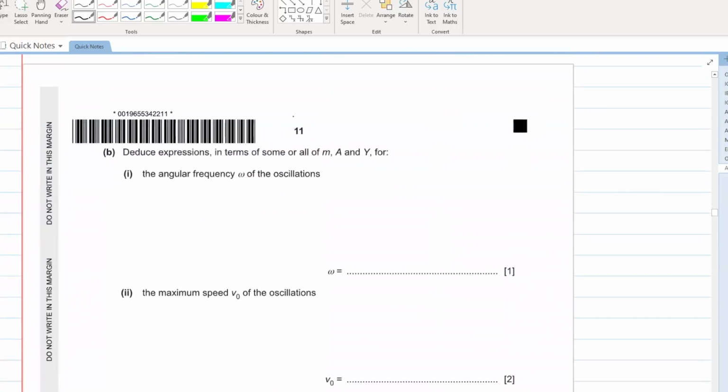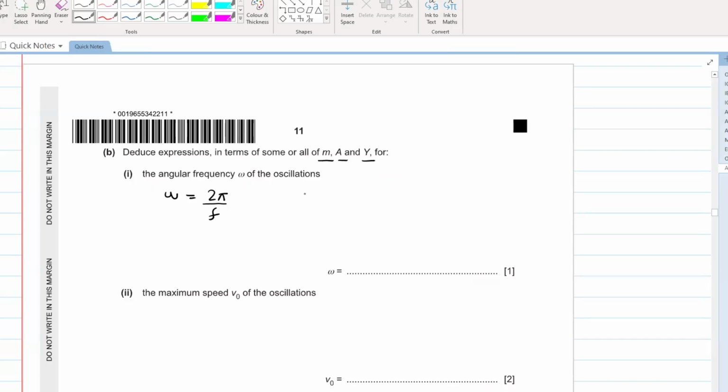Deduce an expression in terms of a, y, and mass for the angular frequency. So you have to determine the angular frequency. Angular frequency is equal to what? 2 pi over f. But we cannot write this here.